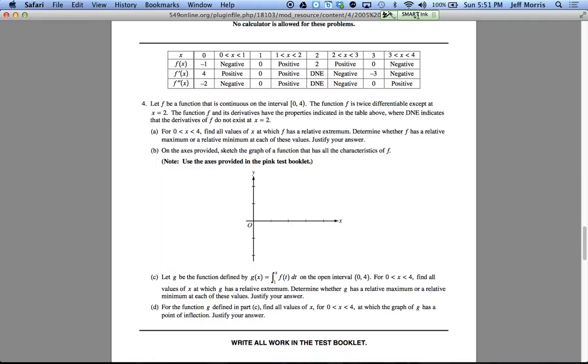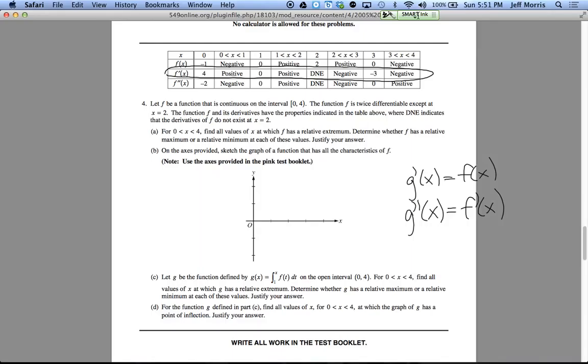For the function g defined in part C, find all values from 0 to 4 at which the graph of g has a point of inflection. Justify your answer. So if g prime was f of x, what is g double prime? F prime. So what are you going to look at for points of inflection? Which line up there? Second line. So we're going to look at this line. So possible points of inflection is where the derivative equals 0 or undefined. So a point of inflection could be at 1, could be at 2, and could it be at 3? No, why not? Because it's -3, so that one's out of the question.